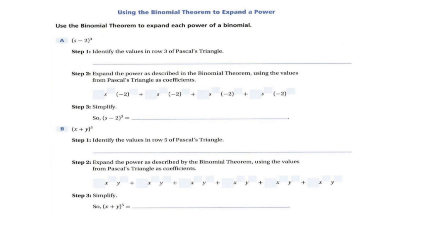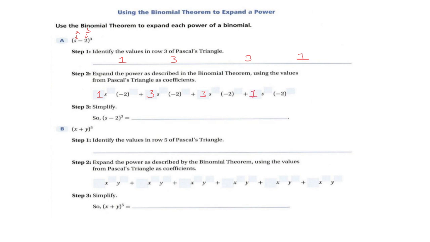So identify the values in row 3 of Pascal's triangle. So we're going to look at row 3 of the Pascal's triangle, and our coefficients were 1, 3, 3, and 1. Right, so that gives us our coefficients. Now, our first term, our a term, is s, and our b term is -2. Okay, so we're going to put the first coefficient, second coefficient, third, and fourth coefficient in.